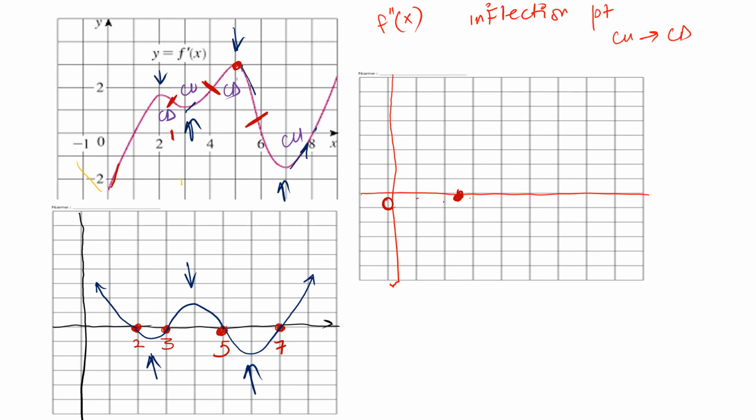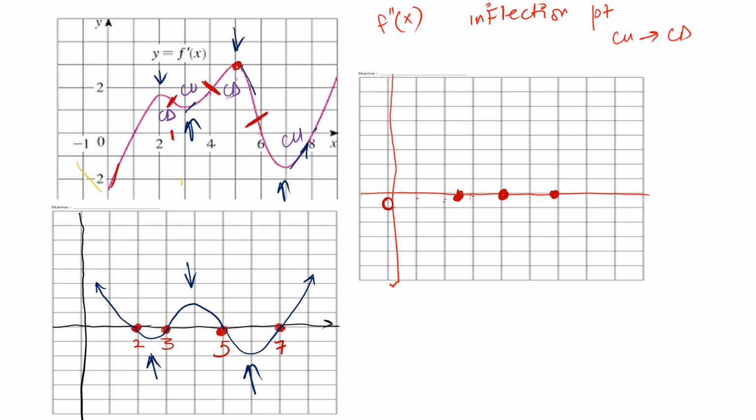The second one is at 4. I have the inflection point, so at 4 I have the x-intercept. Then around 6 or 5.8, so 1, 2, 3, 4, 5 and 5.8, I have somewhere here the inflection point.